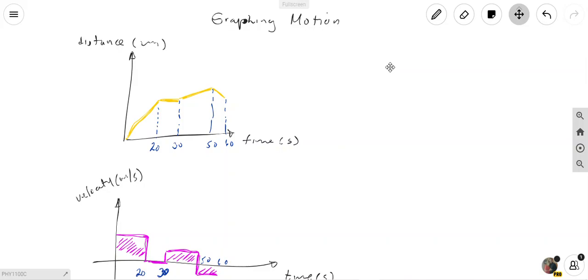Hello students, let us explain about graphs in motion. The first graph I give you is a graph of distance versus time.